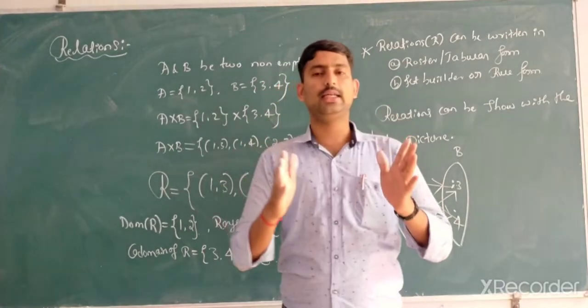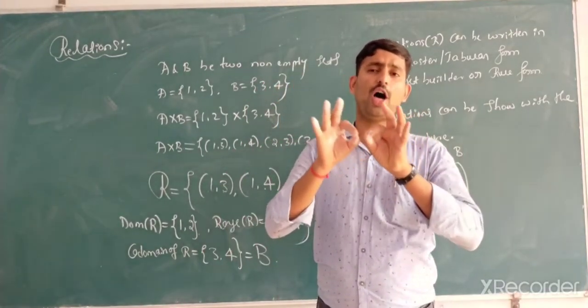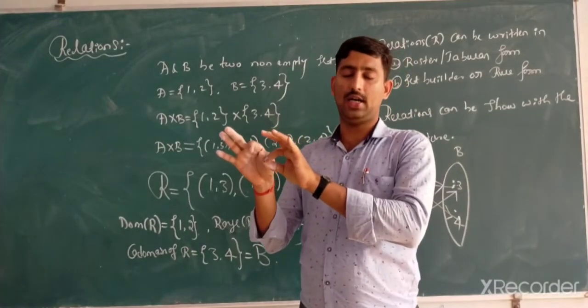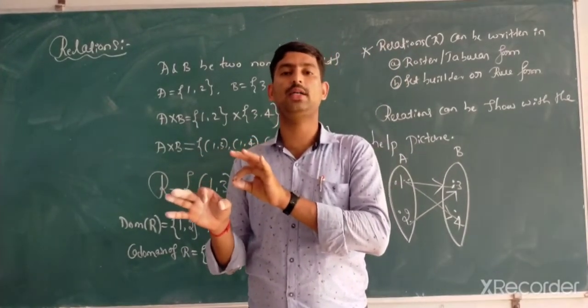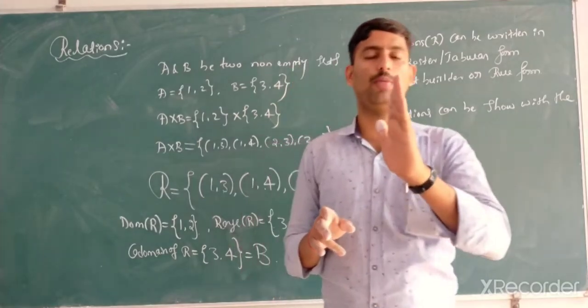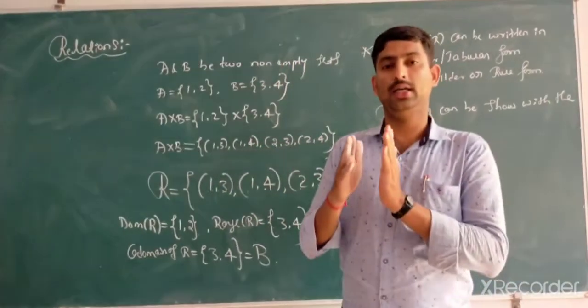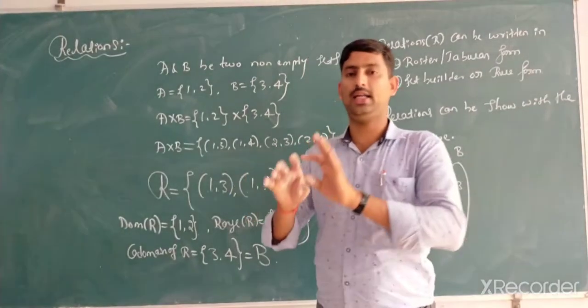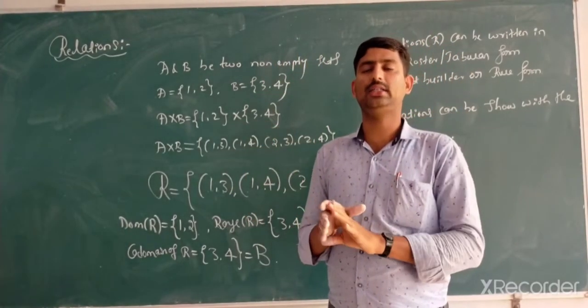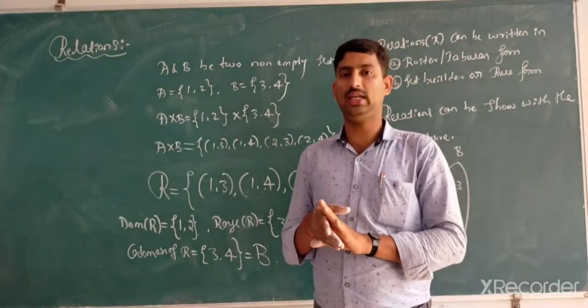In this relation, the set of all first members, or first elements or components, is the domain of the relation capital R, and the set of all second components is the range of the relation R. The whole set capital B is called the codomain of the relation R.